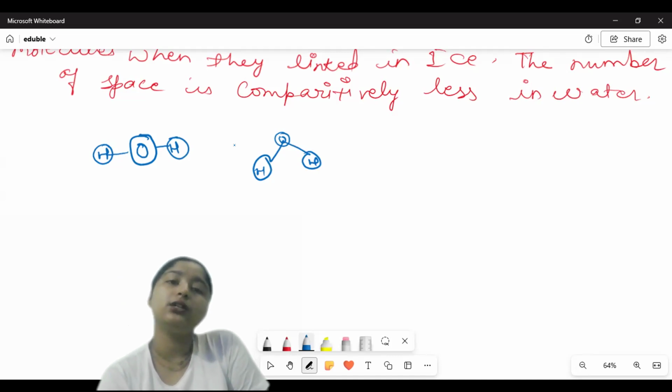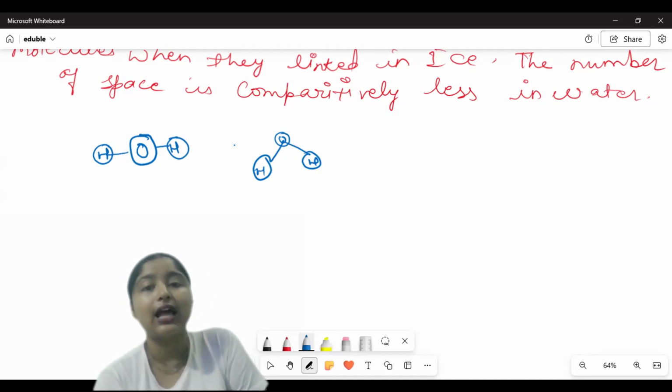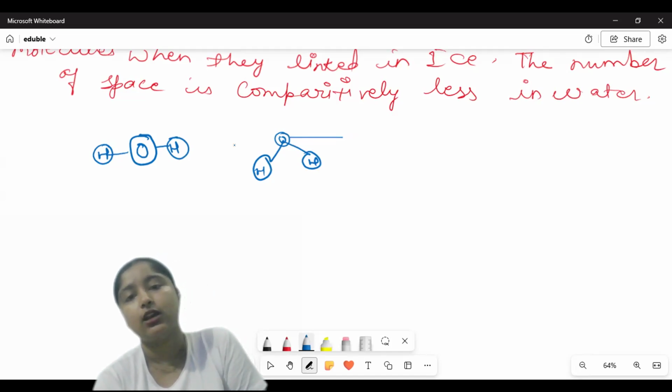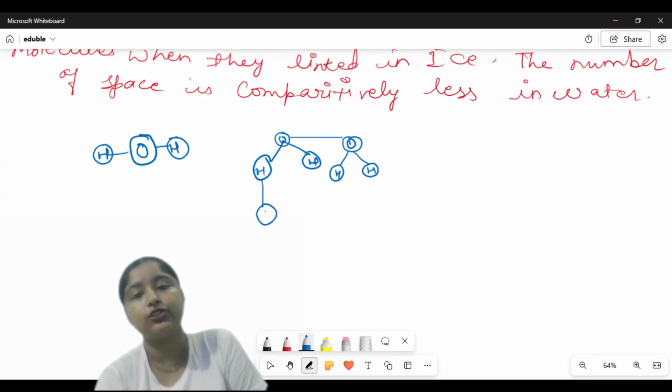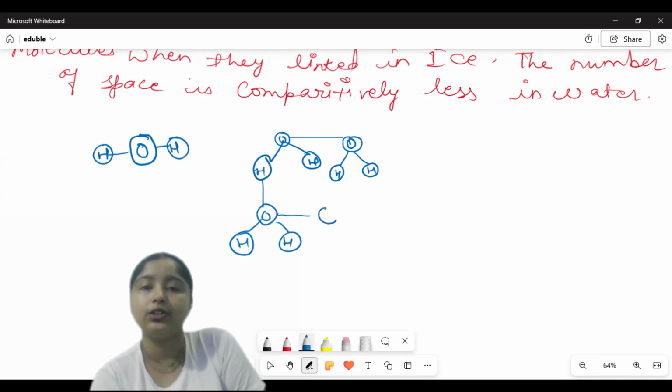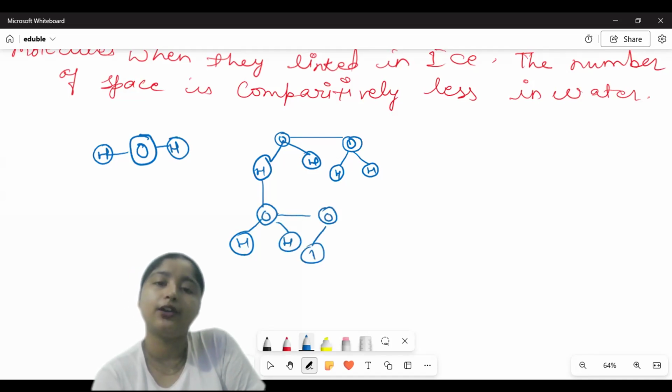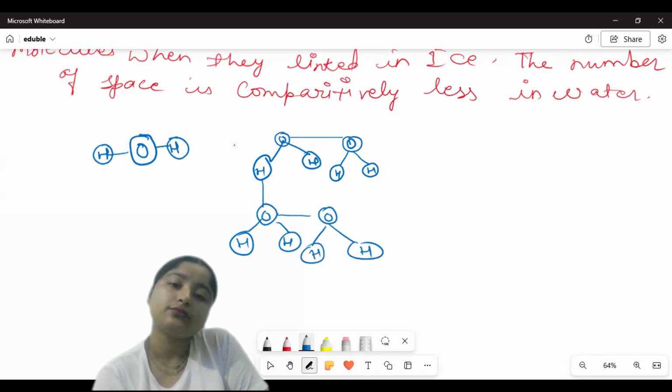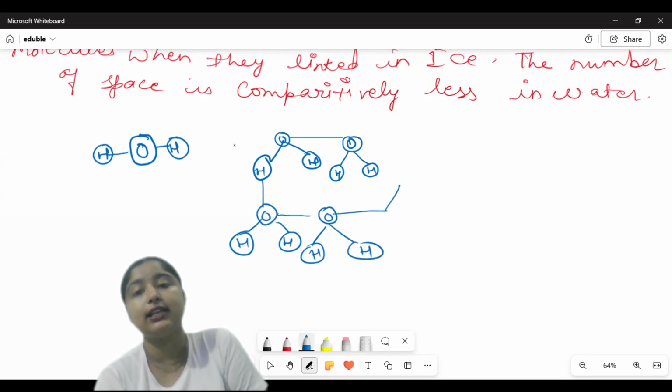But when it forms ice, the structure is like a cage-like structure. So it can go like this. Again, one oxygen and two hydrogens. Again, one oxygen, two hydrogens, right? If you notice, the space between these structures is more. That means it has less density, right?